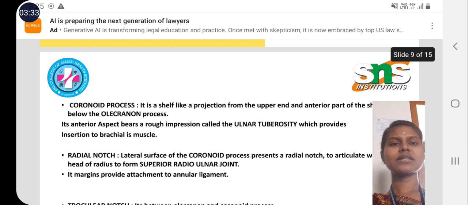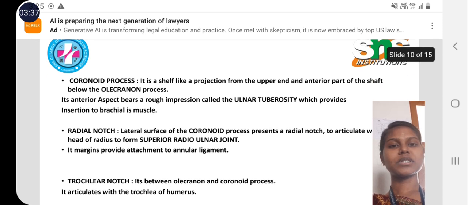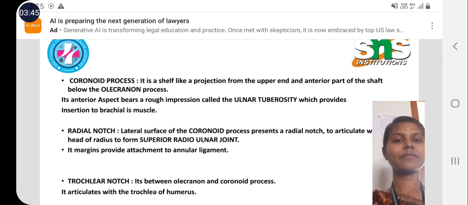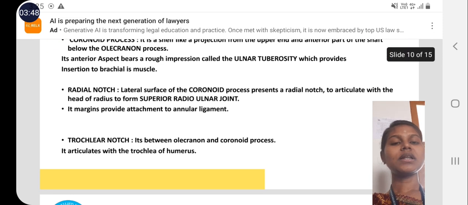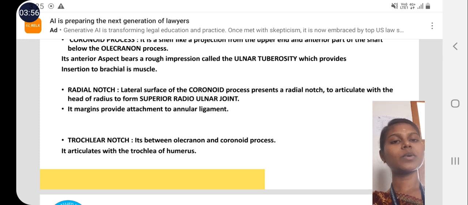Coronoid process, it is a shelf-like projection from the upper end and anterior part of the shaft below the olecranon process. Its anterior aspect bears a rough impression called the ulnar tuberosity, which provides insertion to brachialis muscle. Radial notch. Lateral surface of the coronoid process presents a radial notch to articulate with the head of radius to form superior radio-ulnar joint. Its margins provide attachment to annular ligament.